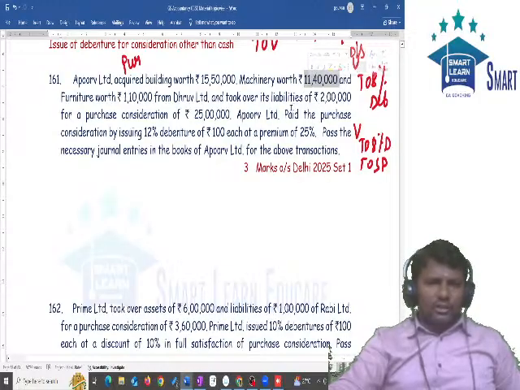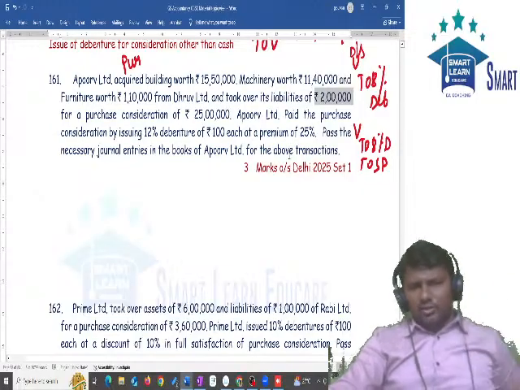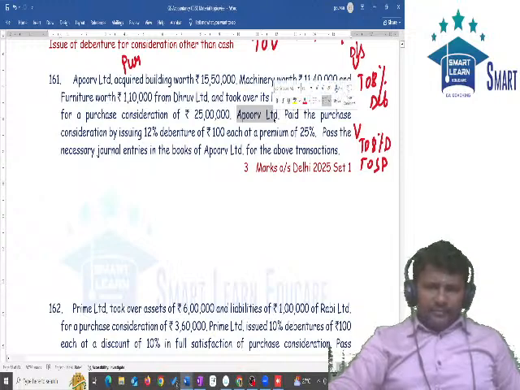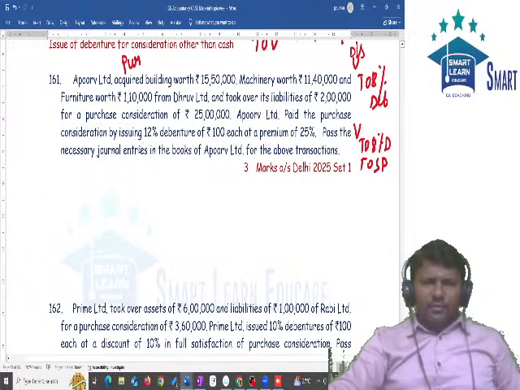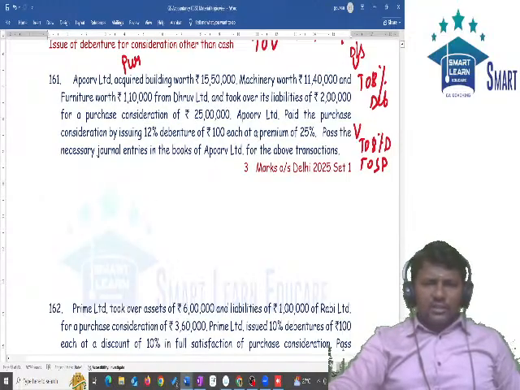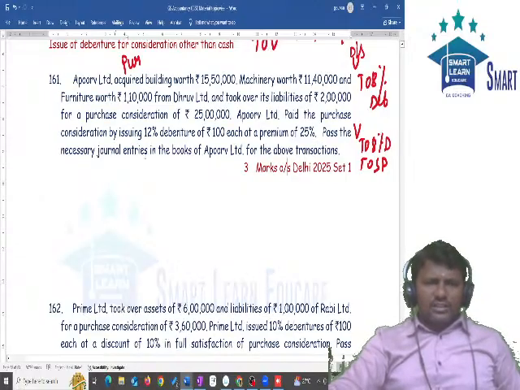Machinery worth 11 lakh 40,000. Furniture worth 1 lakh 10,000 from Dhruv Limited, and took over the liabilities to the extent of 2 lakh. Asset is taken, liability is also taken, and the purchase consideration is 25 lakh. Now, A Limited paid the consideration by 12 percentage debentures of rupees 100. 100 is face value, 12 percentage is the rate of interest. These debentures are issued at a premium of 25 percentage. Pass necessary journal entry in the books of A Limited for the above transaction.